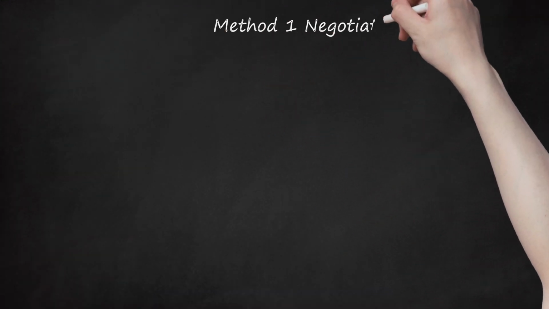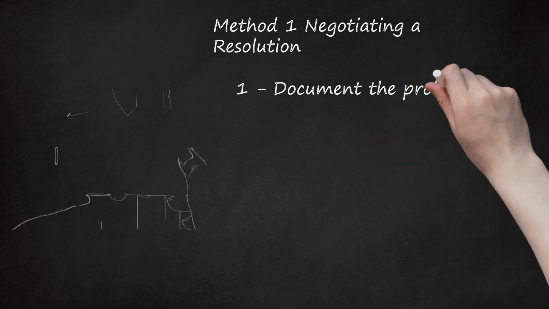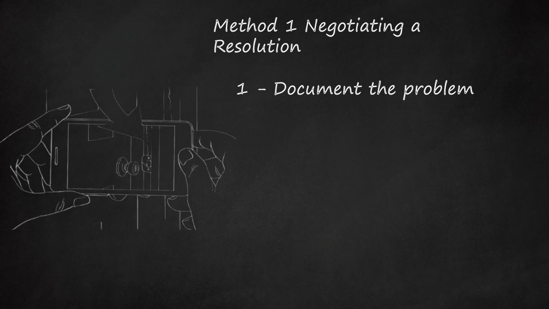Method 1: Negotiating a resolution. 1. Document the problem. Whatever issue you are having should be fully documented. The documentation will be useful in case you can't negotiate a resolution and need to sue. Consider the following. If you have a problem with the unit, take pictures or video of the problem. You can photograph mold, leaky pipes, mice infestation, etc.